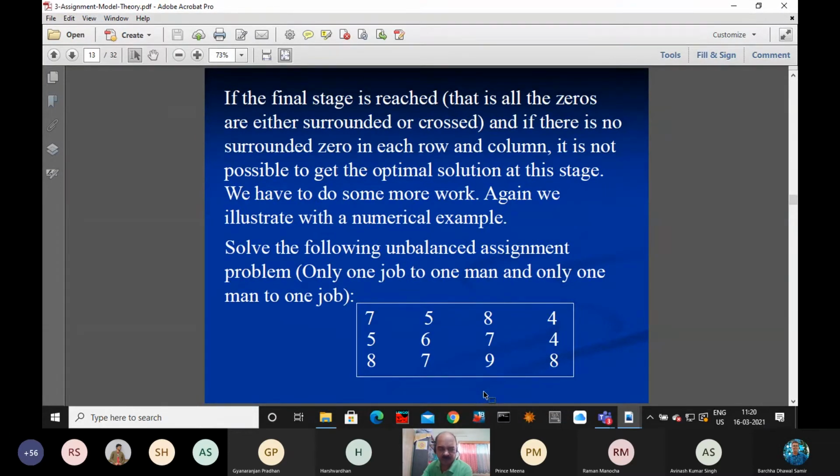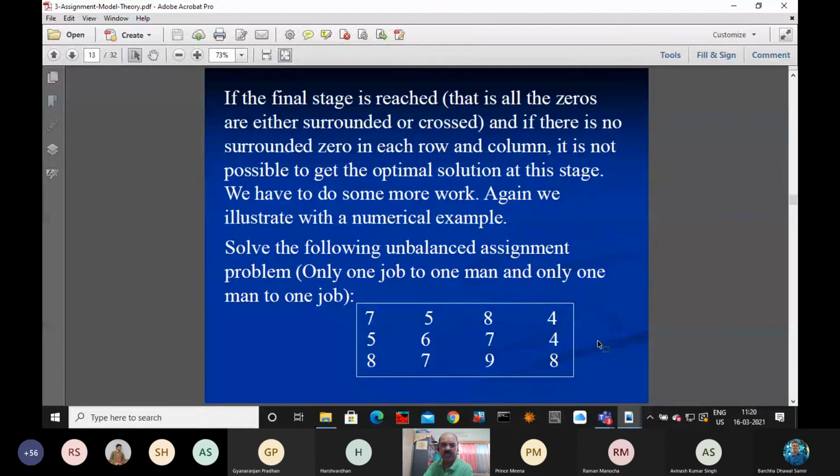See, if the final stage is reached, that is, all the 0s are either surrounded or crossed, and if there is no surrounded 0 in each row or column, it is not possible to get an optimal solution. At this stage, we have to do some more work. Again, we illustrate with a numerical example.